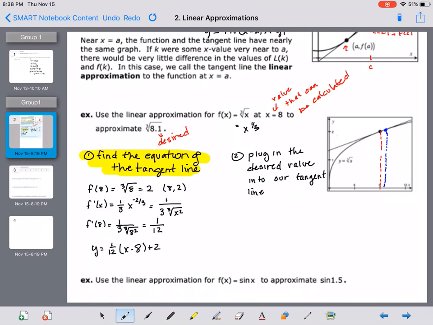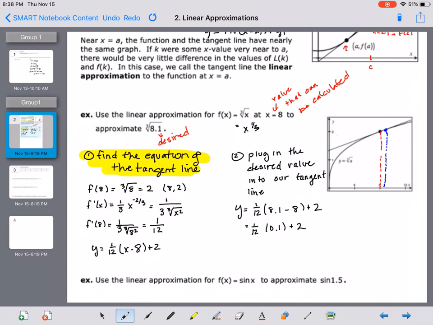Okay, so we're going to take our tangent line. Remember, we're looking for a y value, an f of 8.1. So we're going to plug in 1/12, and the desired value is at 8.1. We plug it in for the x, and then use that to solve for y. So we get 1/12 times 0.1 plus 2.